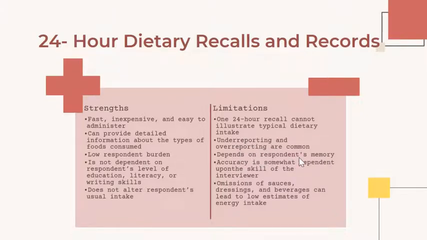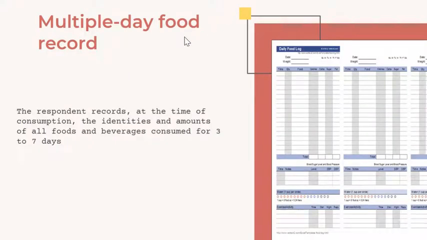It depends on the respondent's memory, of course. Accuracy is somewhat dependent upon the skill of the interviewer. If the interviewer is not so good or is not able to dig deeper, then chances are it will not be accurate anymore. And then omissions of sauces, dressings, and beverages can lead to low estimates of energy intake, because like your mayonnaise, that's a dressing, right? If that is omitted, then there's a chance that there will be a low estimate of your energy intake, right?